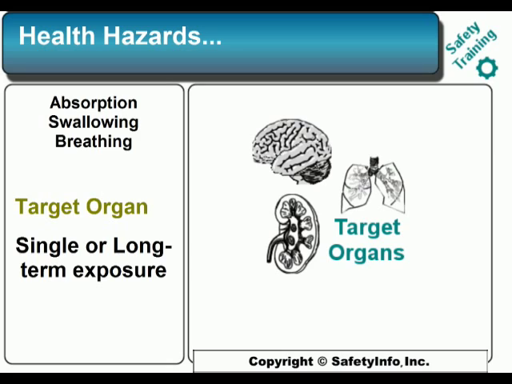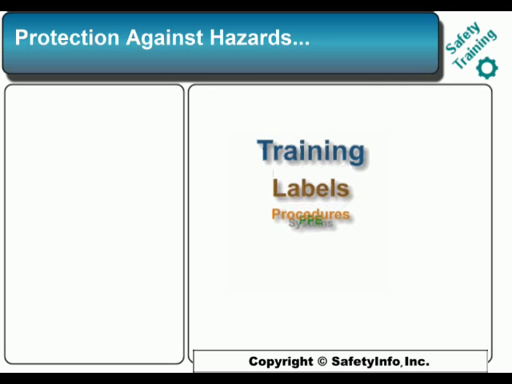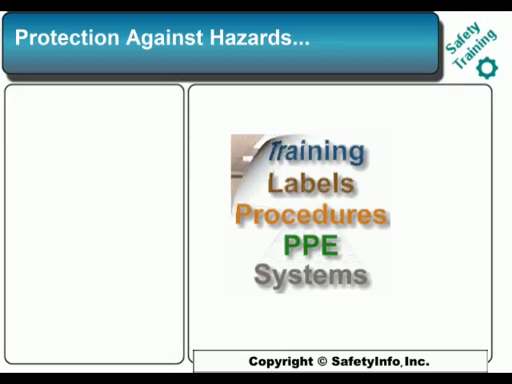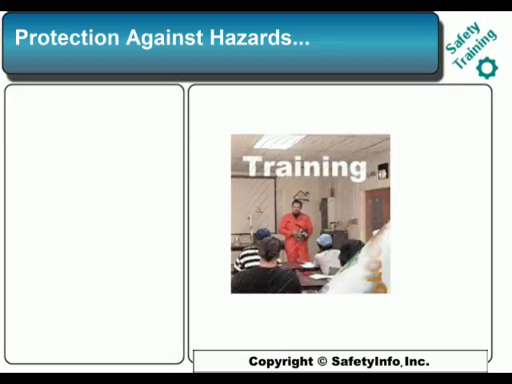Your eyes are particularly sensitive to chemical exposure. Always use the proper protective eyewear when using chemicals. Protection from chemical hazards includes employee training, labeling systems, written safety procedures, personal protective equipment, and engineered safety systems.